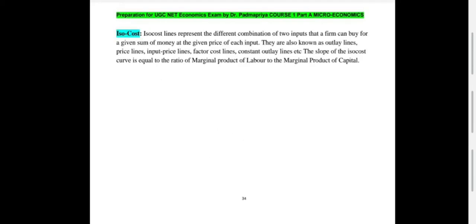Now we come to the concept of isocost. Isocost curves represent the different combinations of two inputs that a firm can buy for a given sum of money at the given price of each input. They are also known as outlay lines, price lines, input price lines, and so on. The slope of the isocost curve is equal to the ratio of the marginal product of labor to the marginal product of capital.